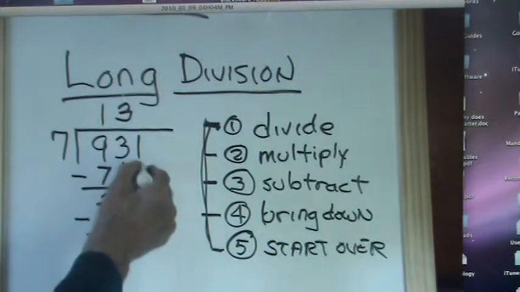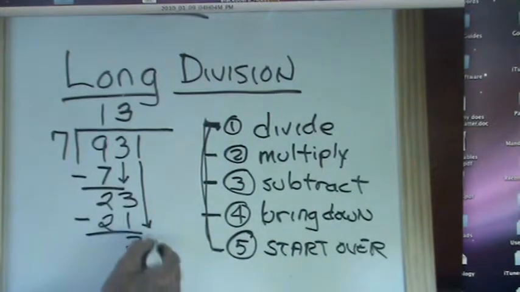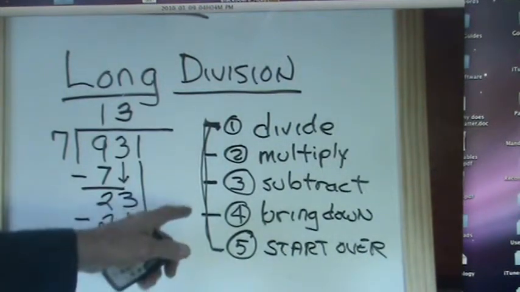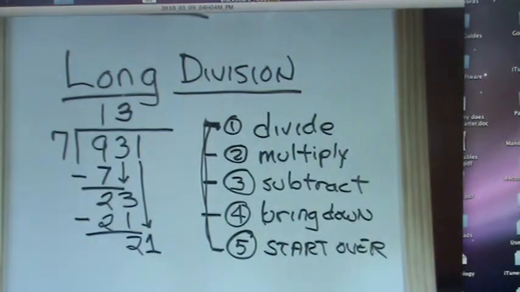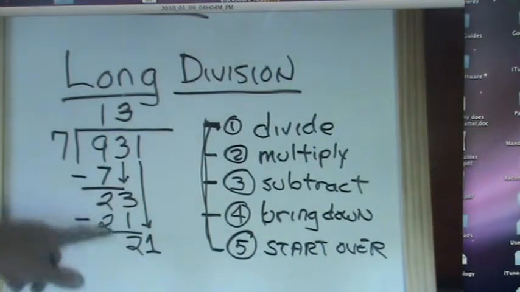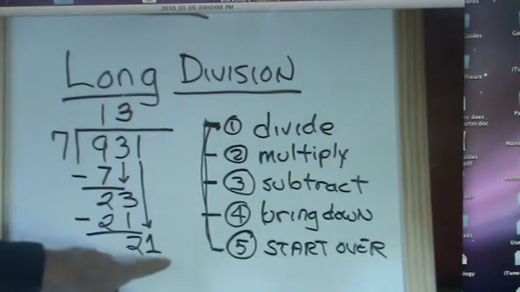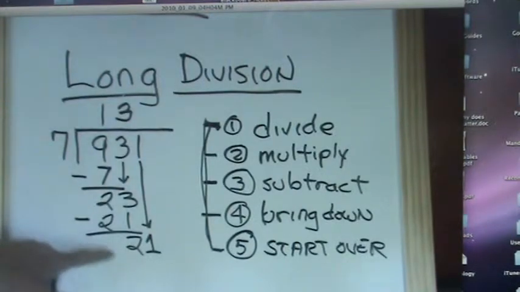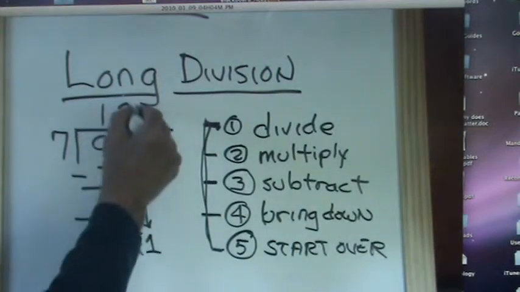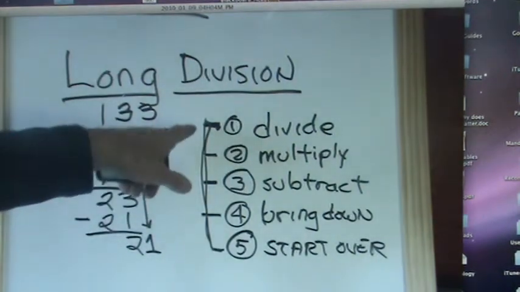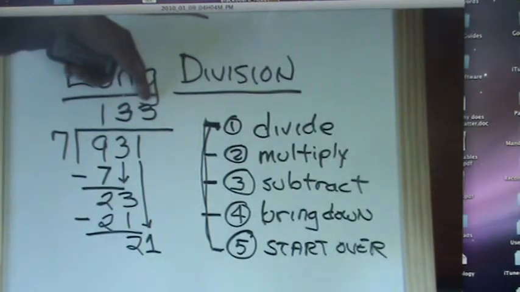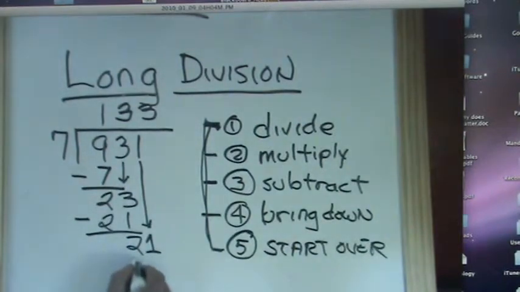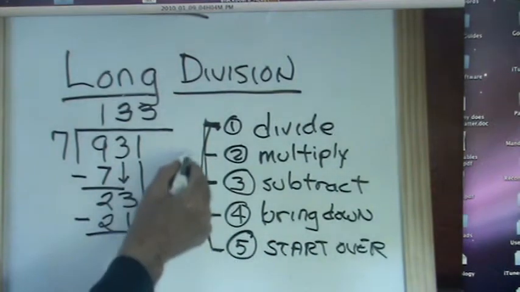Can I bring down? Yes, I have the 1 I can bring down. Well, since I brought something down, then I have to start over again and divide. Divide what into what? Well, we divide the divisor into the last number that was put down here. 7 goes into 21 3 times. So we've divided. Now I multiply. And I multiply the last number I put up here by the divisor. 3 times 7 is 21. I've multiplied, now I subtract.